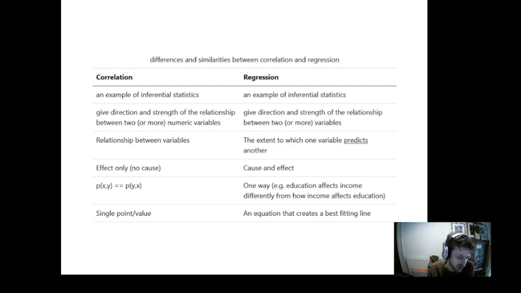And with correlation, you get a single number, a single point, a single value, while with regression, we are starting to work with lines of best fit. I'm going to talk about how these equations are constructed.